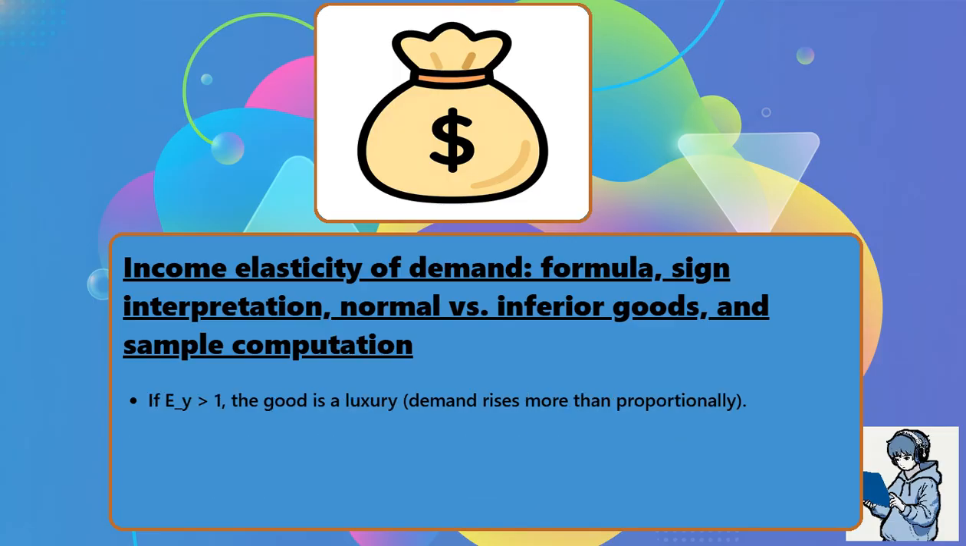If E sub Y is greater than 1, the good is a luxury, demand rises more than proportionally. If 0 is less than E sub Y and E sub Y is less than 1, the good is a necessity, demand rises but less than proportionally.